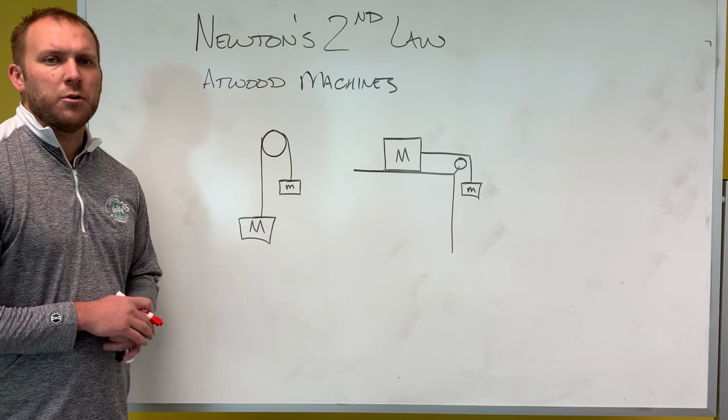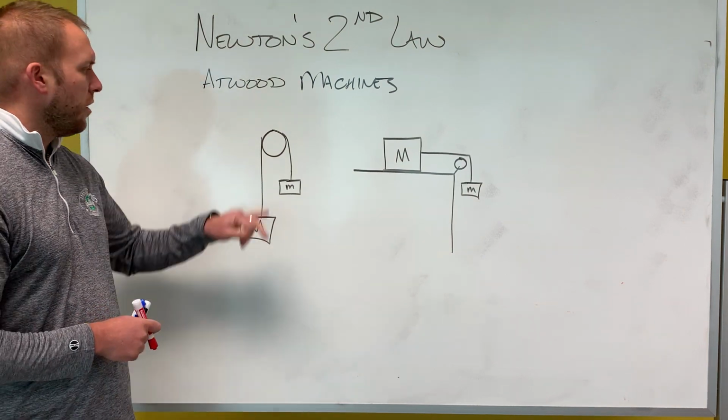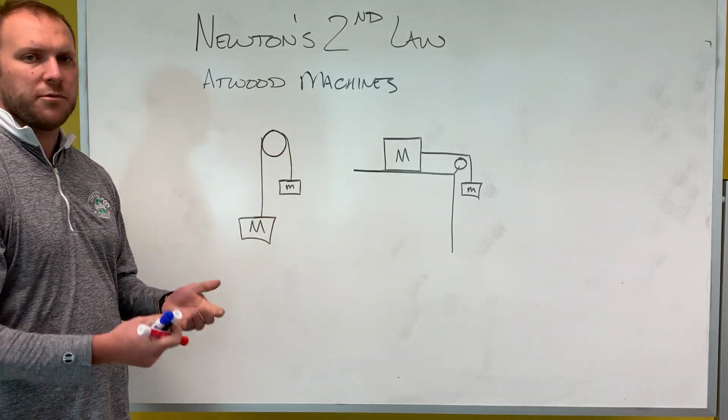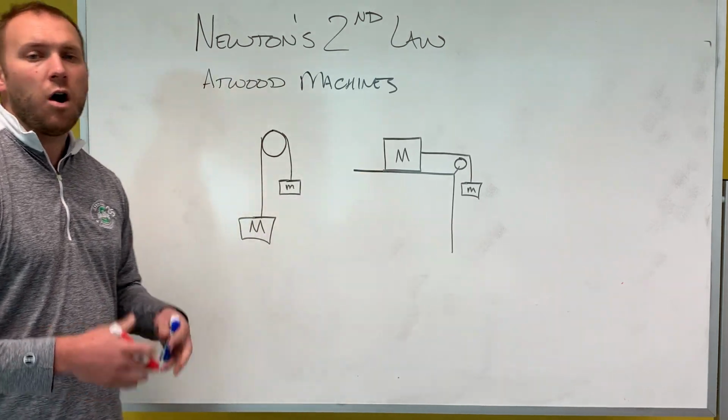the last scenarios are ones that are considered Atwood machines. And these are pretty common setups that you'll see, where you have some pulley with two different masses on either side. Typically they're differing masses. And you're going to look at how those forces are acting on the system.